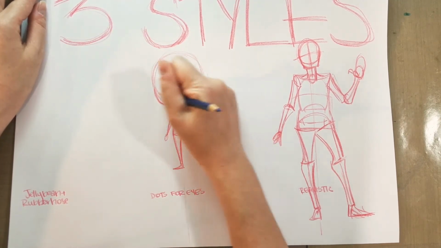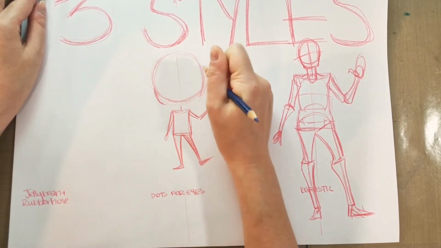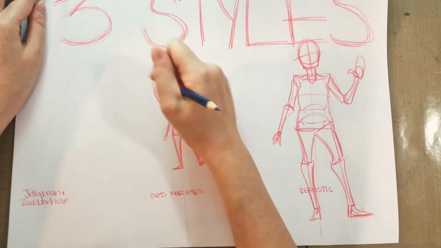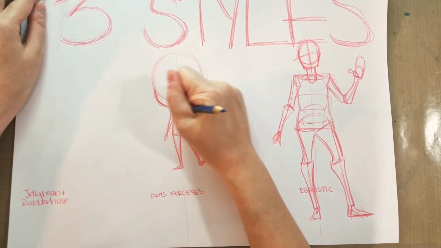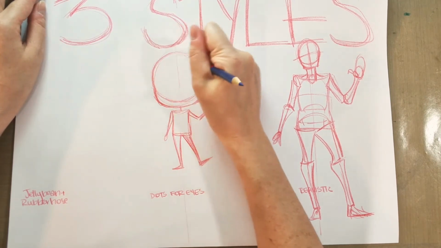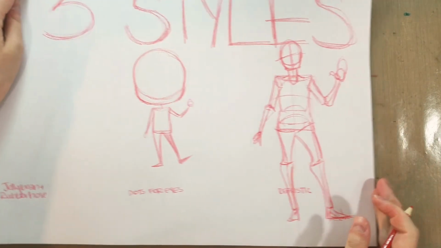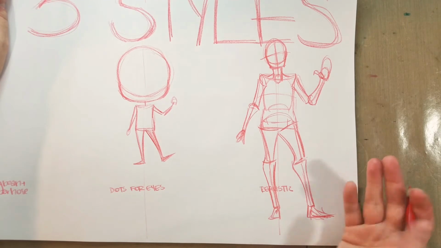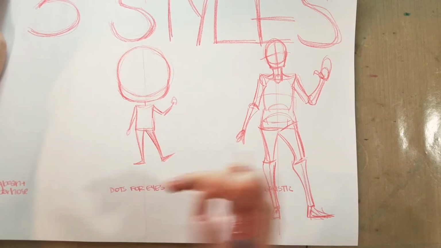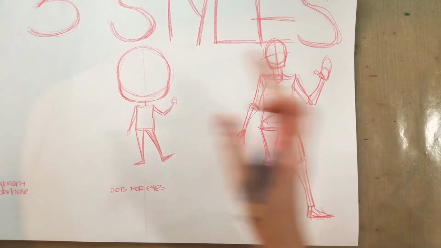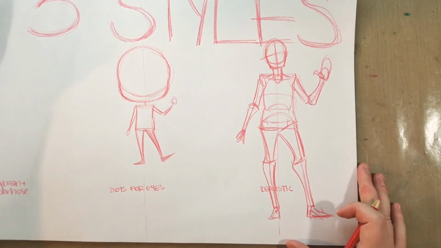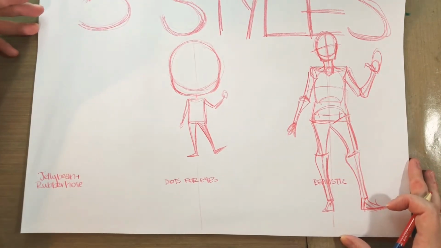So for the dots for eyes style, because it's simple and really cartoony, I try to exaggerate the pose a little bit more. So now I'm turning that rough shape into a circle, and then I'm extending the circle down into the cheeks. You can think of it as an oblong oval, or an oval horizontally, for the cheeks. And the eyes are just dots. The placement for this is really simple.